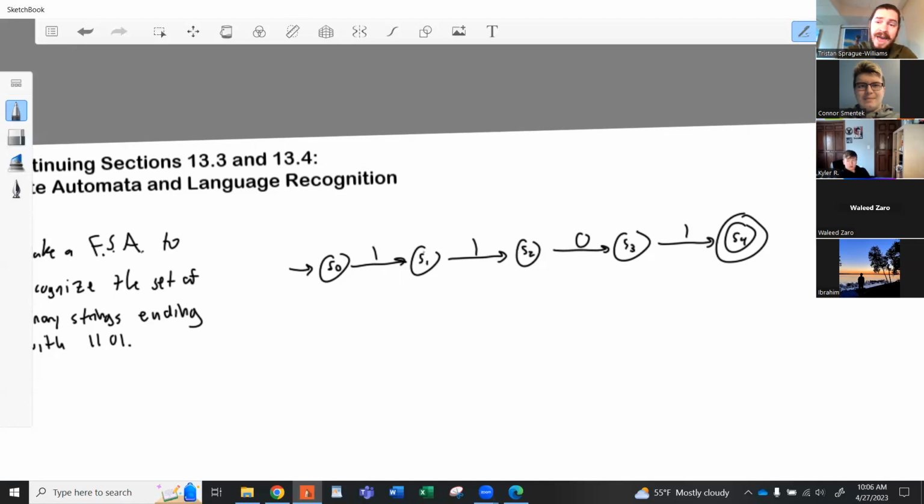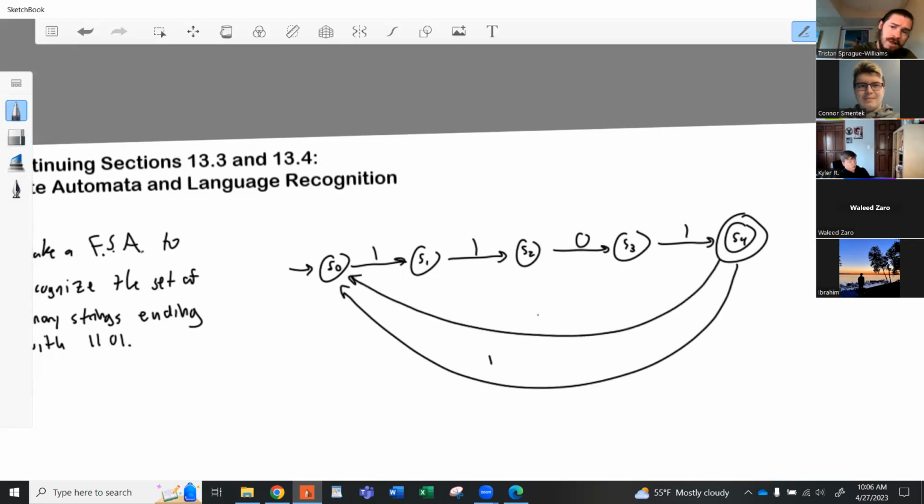But after it reaches that 1101, if it gets another input after that, say a 1, it would have to go all the way back to the beginning. If it gets a 0, all the way back to the beginning. Because either a 1 or a 0 would interrupt that string, right? Now, is this right, what I did here? Do you guys agree? It should go all the way back to the beginning if it gets a 1 or a 0.